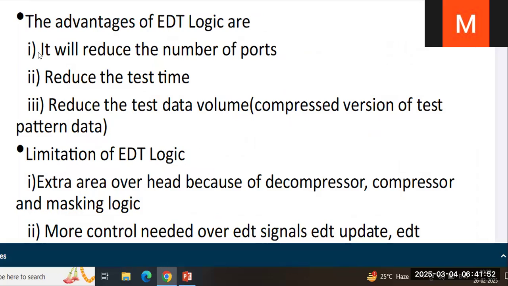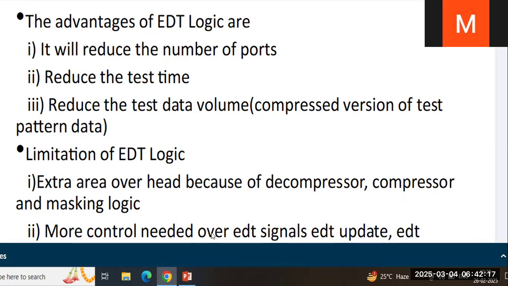Here the advantages of EDT logic are that it reduces the number of ports, reduces the tester time, and reduces the test data volume, giving a compressed version of the test pattern data. The only limitation is the area overhead, because of the decomposer, compactor and masking logic. So extra area is added to the logic.